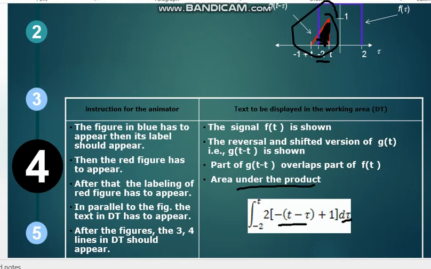Okay, because in that reversed and shifted version of g(t), we get g(t minus tau), and the part of t minus tau overlaps the part of f(tau). Okay, and the equation is just like that. Now you will ask how the equation comes about. You have to first think that the highest peak of the value is 2.